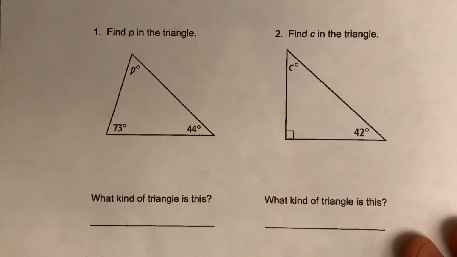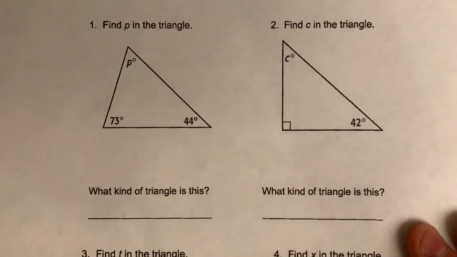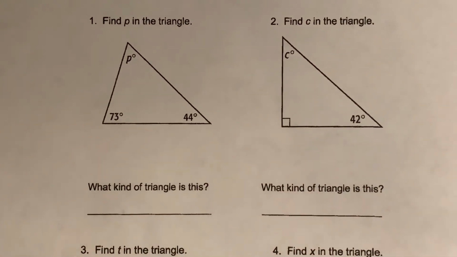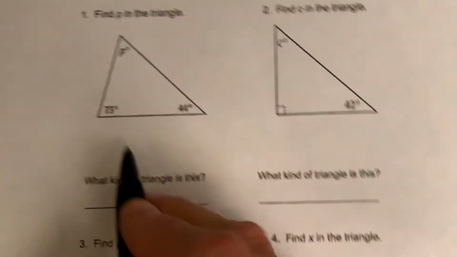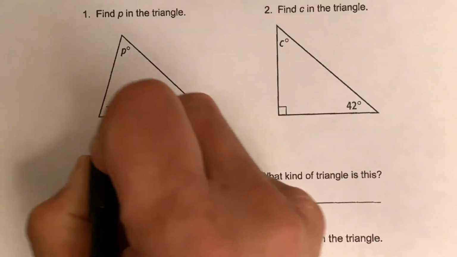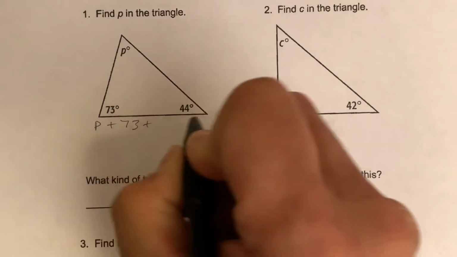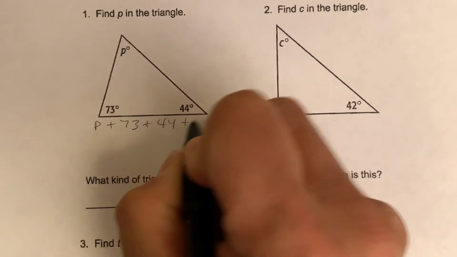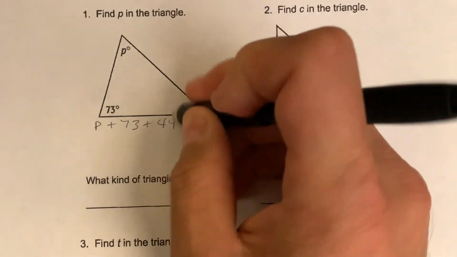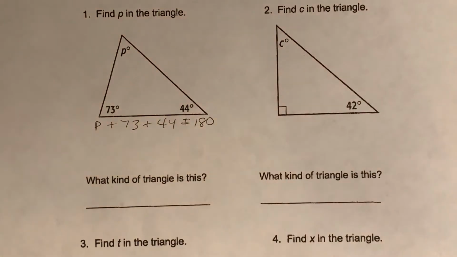So let's try this one first. I want you to find P, which is angle P really, but the value P in this one here, and then to classify the type of triangle. So I'll do the work underneath here. If all these three angles combined equal 180, I can just make an equation. So P plus 73 plus 44 equals 180. And there's other ways to do this too, but this is the typical way I do it.